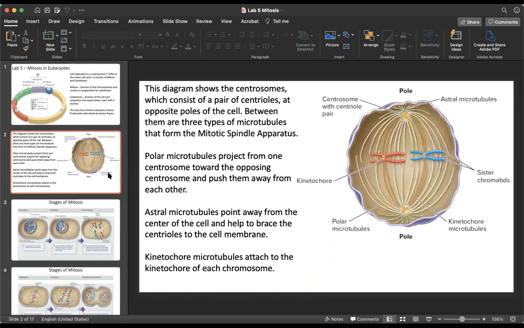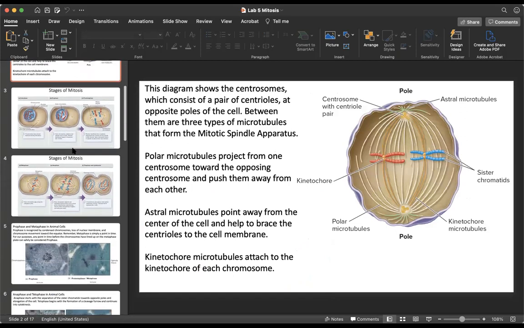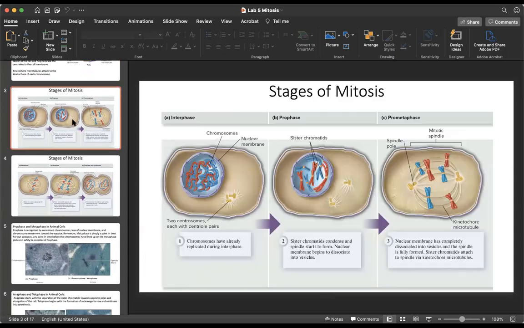Like this slide, there may be an extra credit question or two about the different types of microtubules. Just know them, by definition. That's all I would ask: polar versus astral versus kinetochore. I might give you a definition. Just give me one of those three.